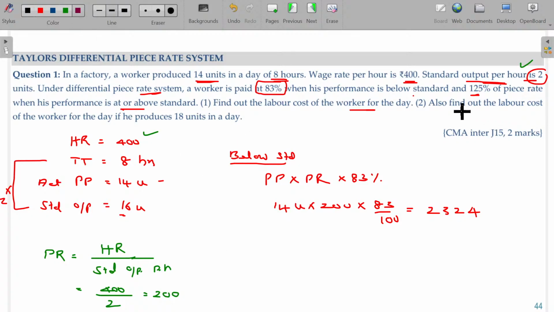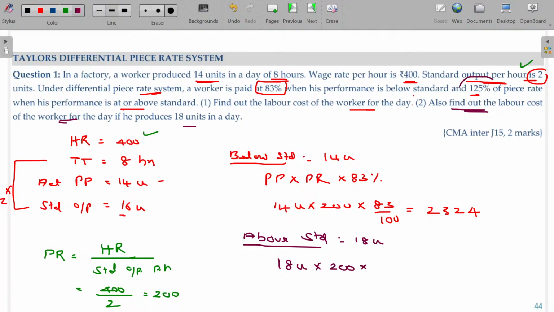Now, also find out the labor cost of the worker for the day if he produces 18 units. In case of above standard, means production of 18 units. So 18 units, 200 rupees is the cost per unit. As he is above standard, 125% will be offered. 4,500 is the value.